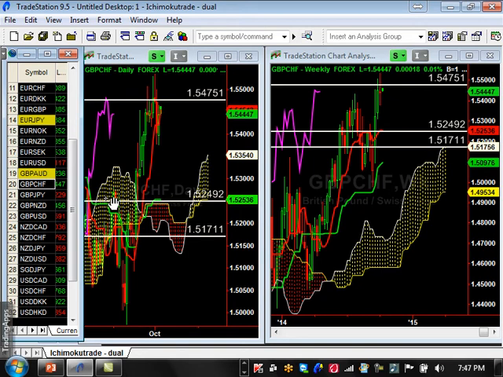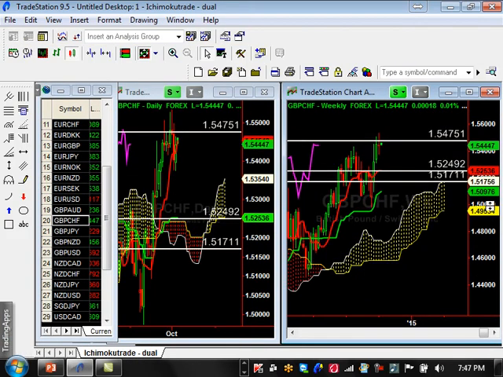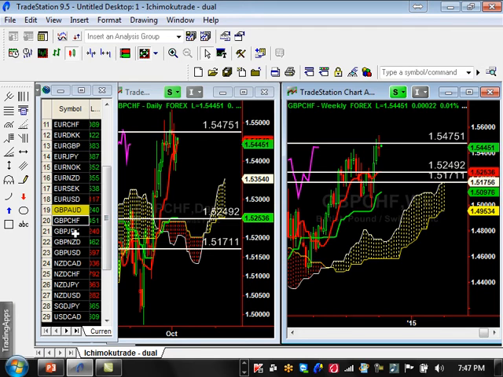Pound Switzy, bullish trending, hit a major resistance at 54.74 level. If it breaks that, it's going to continue to keep on going higher.